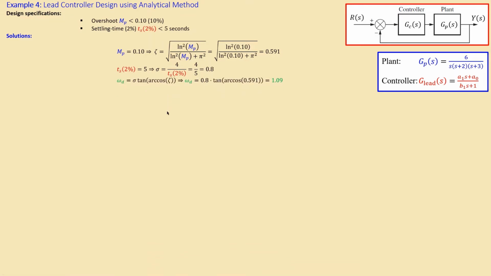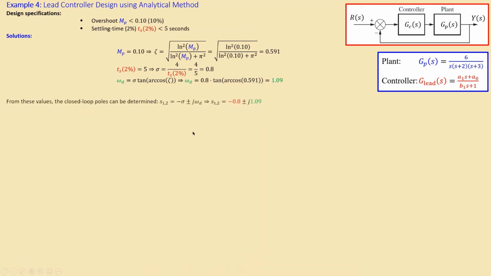We also have the imaginary part, which is omega d, the damped frequency, and it will be sigma times the tangent of the arc cosine of the damping ratio. This is a formula we can of course derive, and I did that in the previous videos. I can do that in more detail, but you really need to know that you can prove this in graphical form. It is not really that difficult. So we have the tangent of the arc cosine, or inverse cosine, of this damping ratio, shown here. If I do the math here, you will get 1.09 radians per second for omega d, which is then the imaginary part.